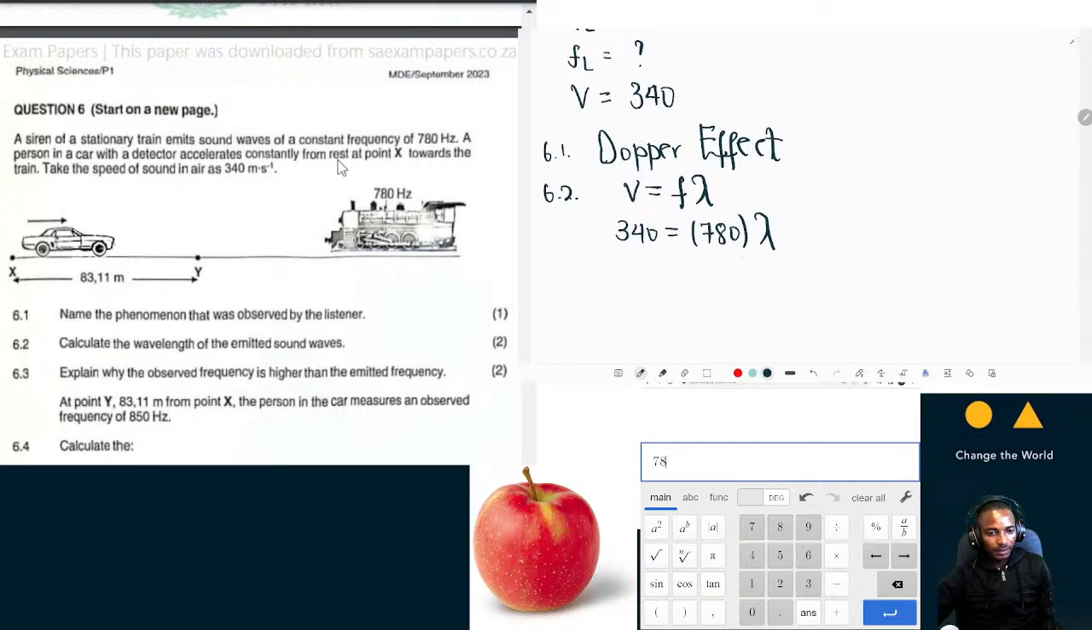Then we're going to divide by 780. The wavelength will be equal to 340 over 780, which is equal to 0.44 meters. So that's the wavelength of the emitted sound waves, because the frequency that was emitted was 780 and the speed is 340 in air.